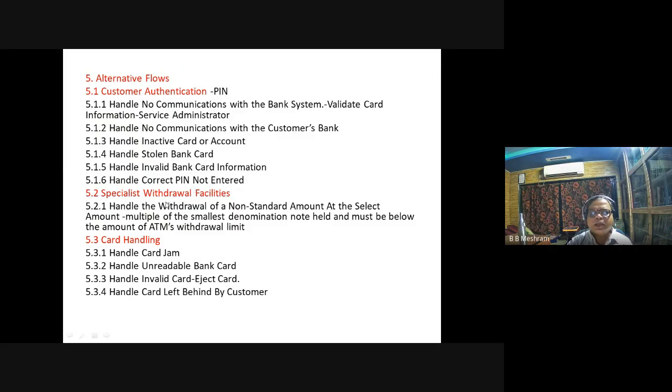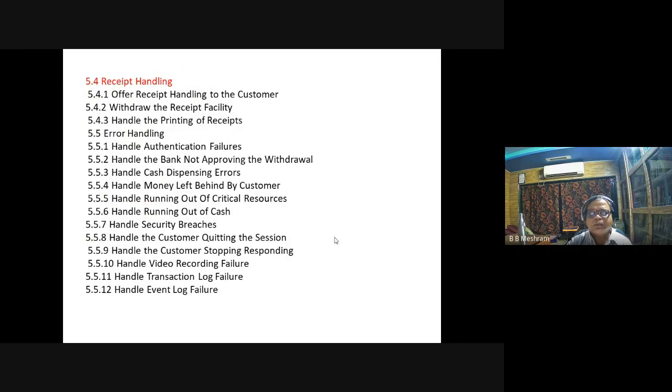Then second alternative flow is specialist withdrawal facilities. So handle the withdrawal of non-standard amount. Then card handling. Handle card jam. Handle unreadable bank card. You can handle the invalid card, eject card. Handle card left behind by customer. Then receipt handling. Offer receipt handling to the customer. Withdraw the receipt facility. Handle the printing of receipts.